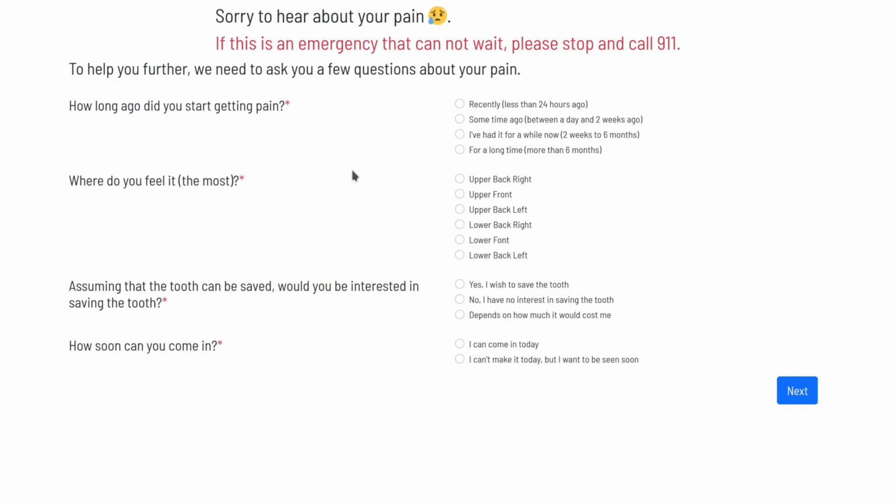The basic idea behind this is to essentially know ahead of time what the patient is looking to get done. Are they looking to get a root canal done? Are they looking to get an extraction? Sometimes they may be saying like, I want to get a wisdom tooth out. And if you already know that you don't do wisdom teeth, then you know how to refer the patient. So essentially, it allows you to have a patient come in without any surprises.